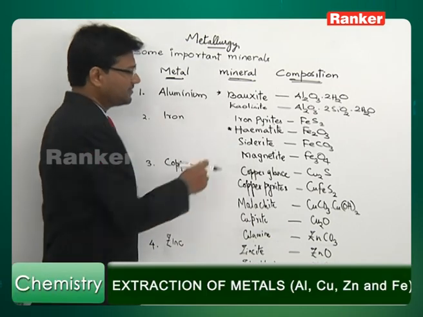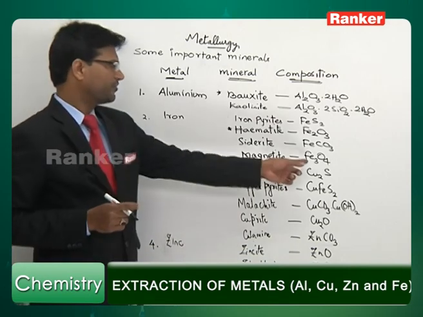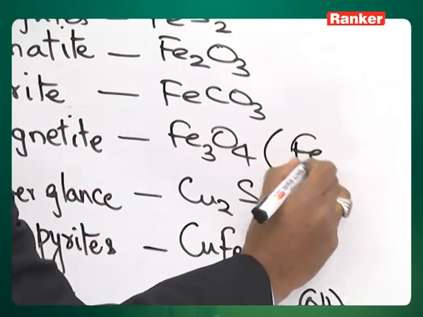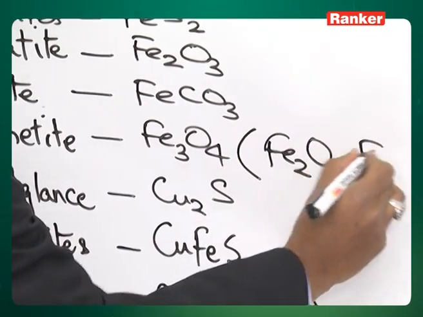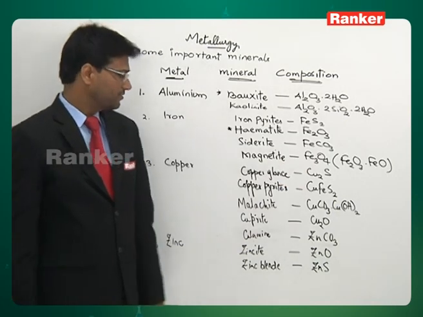Then you have siderite, which is a carbonate ore of iron. And then magnetite is Fe3O4. Fe3O4 actually is an addition compound containing Fe2O3 and FeO. This is called the magnetic oxide of iron. It's an addition compound, right?